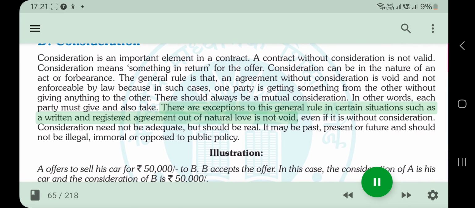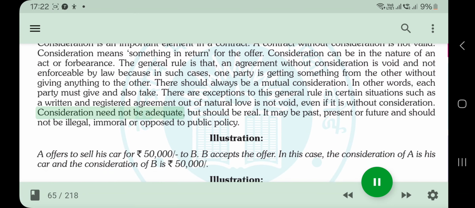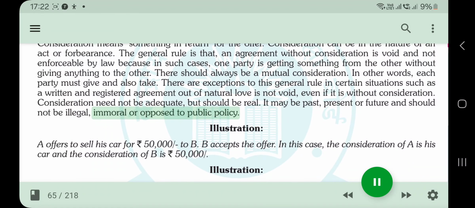There are exceptions to this general rule in certain situations, such as a written and registered agreement out of natural love is not void, even if it is without consideration. Consideration need not be adequate, but should be real. It may be past, present or future and should not be illegal, immoral or opposed to public policy.